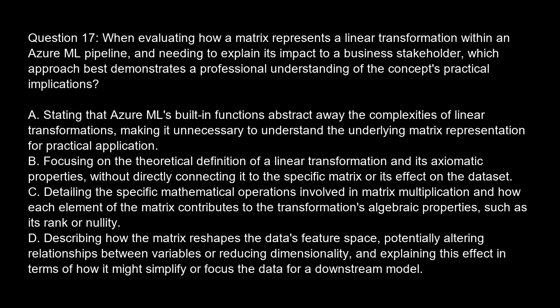Option B. Focusing on the theoretical definition of a linear transformation and its axiomatic properties, without directly connecting it to the specific matrix or its effect on the dataset. Option C. Detailing the specific mathematical operations involved in matrix multiplication and how each element of the matrix contributes to the transformation's algebraic properties, such as its rank or nullity. Option D. Describing how the matrix reshapes the data's feature space, potentially altering relationships between variables or reducing dimensionality, and explaining this effect in terms of how it might simplify or focus the data for a downstream model.